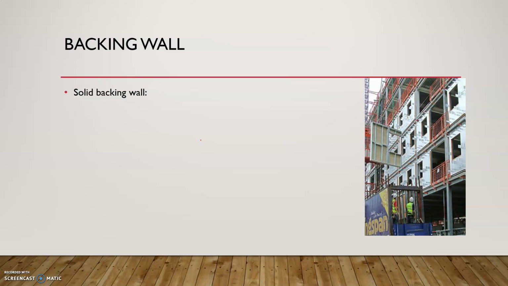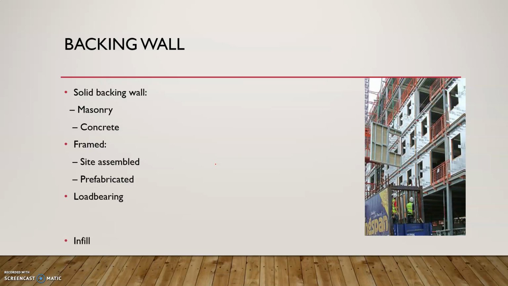A backing wall could be solid, so it could be masonry or concrete, or it could be a frame like this one on the picture. The frame could be site assembled or prefabricated, so everything is finished in the factory. It could be load bearing, or it could be infill.